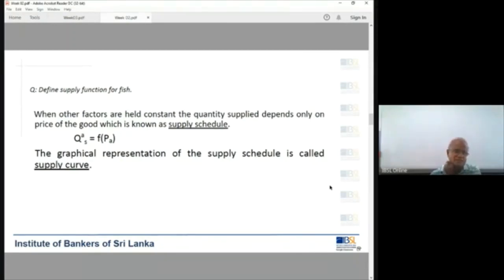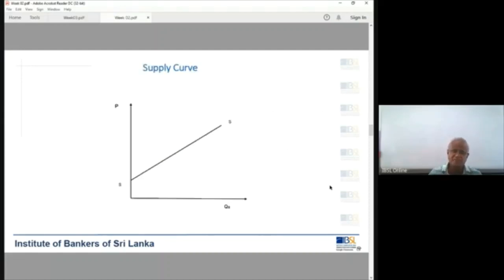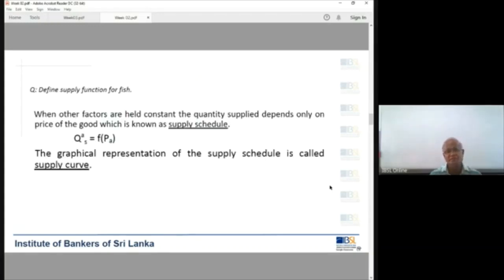It is called the supply curve. Price and quantity supplied. I said that last week we discussed why, in this supply schedule, price is the independent variable and quantity supplied is the dependent variable.